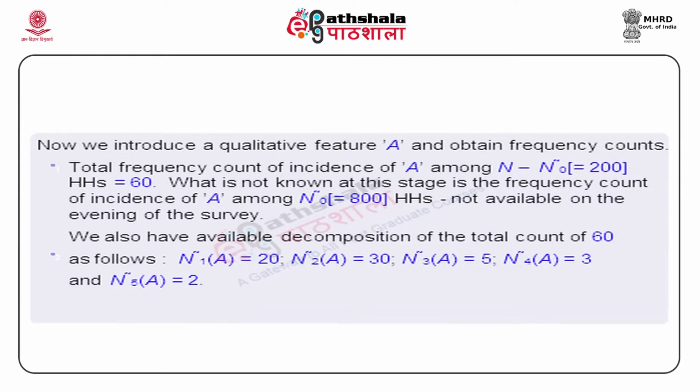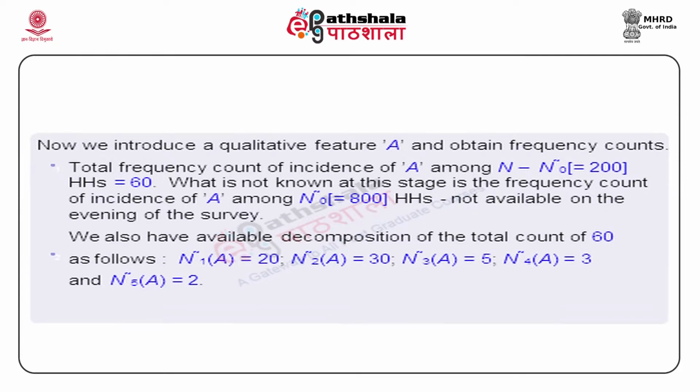But these 200 households are available. We talk to each one of them and make a request whether they possess the feature A or not. They will say yes or no, and I got a total count of 60. That we can understand. What is not known at this stage is the frequency count of incidence of A among n0 tilde, equal to 800 households, not available on the evening of the survey. So, that is the issue.